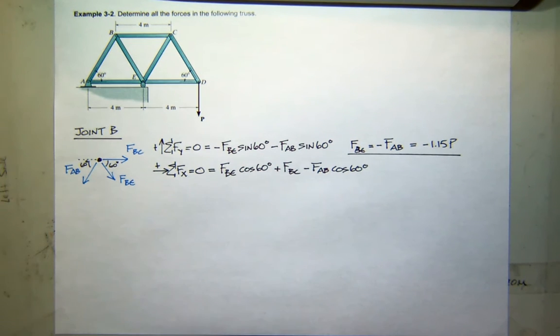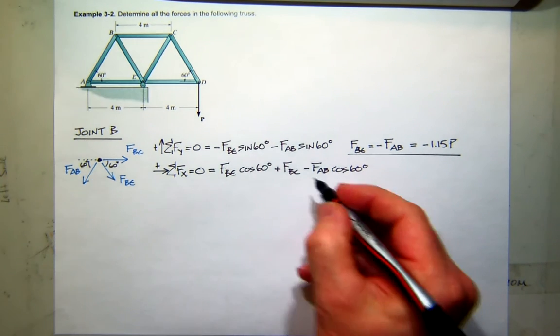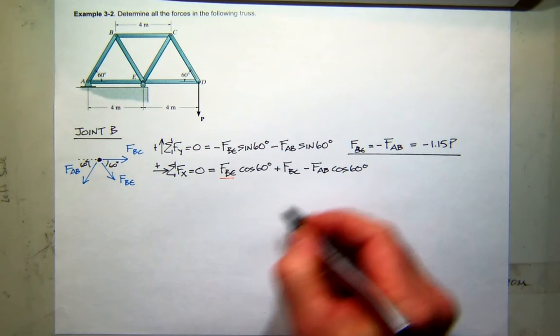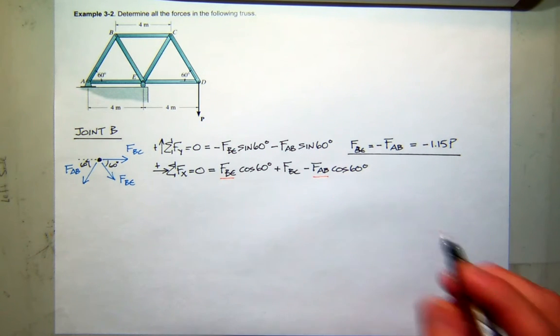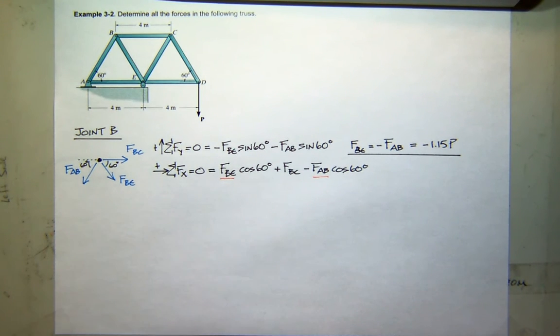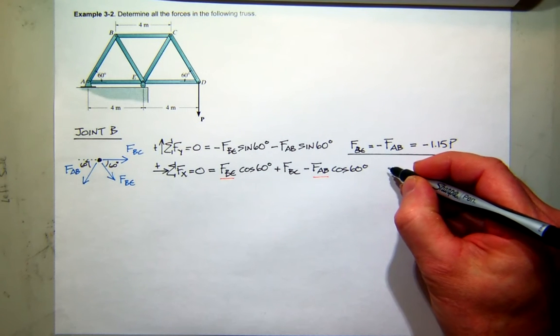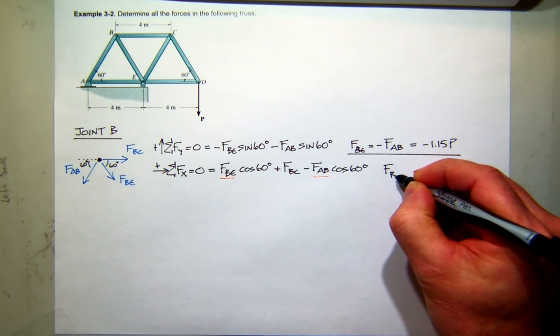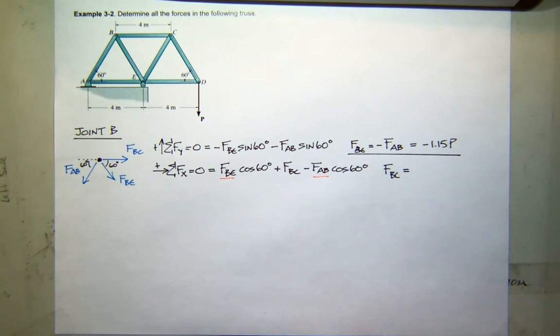Now, just to remind you, we know BE and we know AB, right? So that means we should be able to solve for BC. And I'm going to have to let you guys do that for me. I'm thinking it's going to be in tension, so it should be a positive number.